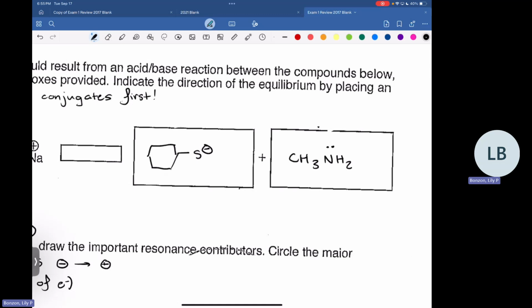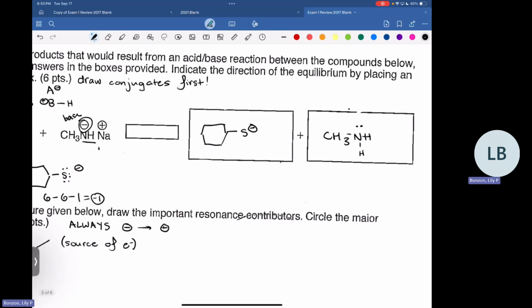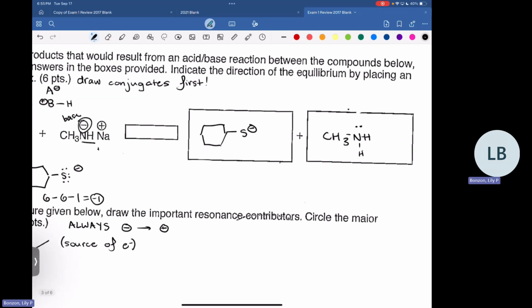And if you wanted to do the formal charge for this one, nitrogen, so 5 minus 1, 2, 3 in the bonds and 2 in the lone pairs. So that's going to be 0. So that's going to be neutral. So those are going to be our two products. And so now we just have to figure out which way the acid-base reaction is going to go.